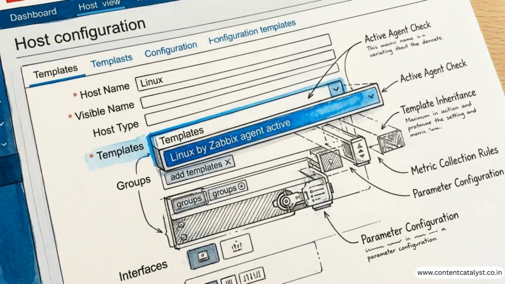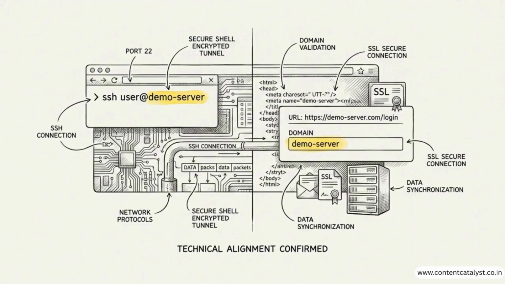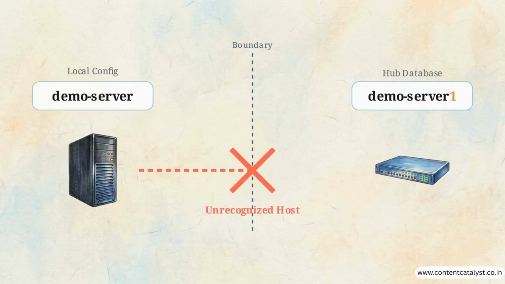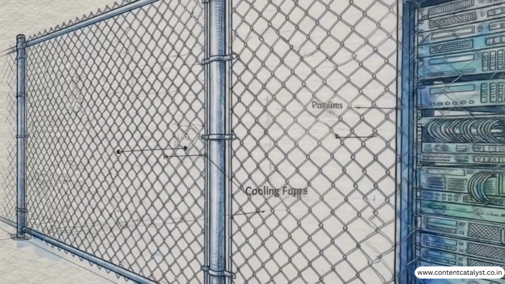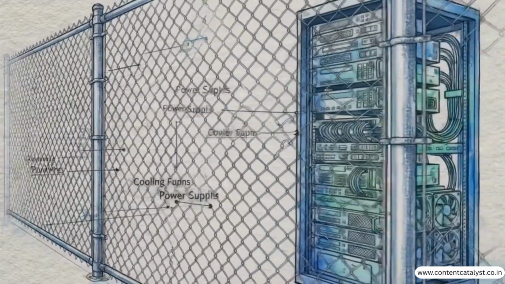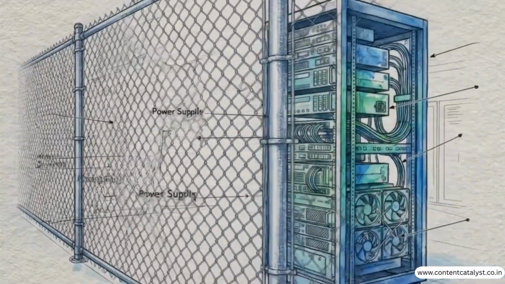Back in the Zabbix web interface, create a new host and select the active agent version of the Linux template. Ensure the host name you enter in the Zabbix interface is an exact match for the name you wrote in the server's configuration file. If the text doesn't match perfectly, the hub won't recognize the data. This active architecture is ideal for monitoring servers sitting behind strict firewalls, or those with IP addresses that change frequently.